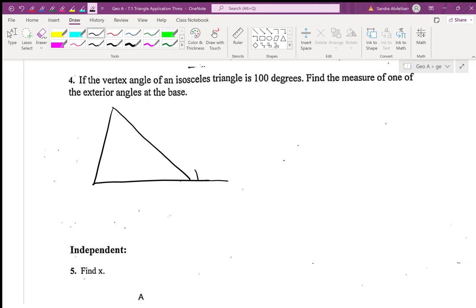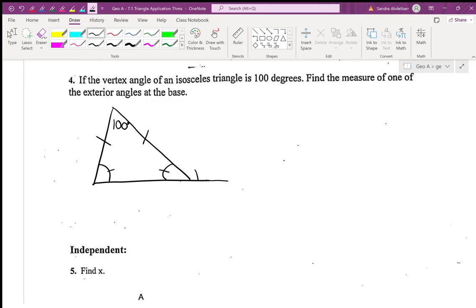And it says this is an isosceles triangle. What does it mean if it's isosceles, the triangle? At least two sides are equal. You got it. At least two sides are congruent. So my legs have to be congruent. And then it says the vertex angle, so the angle on top, is 100. Well, didn't we learn that if the legs of a triangle are congruent, what else has to be congruent? The base angles have to be congruent. So that means this angle and this angle have to be congruent.